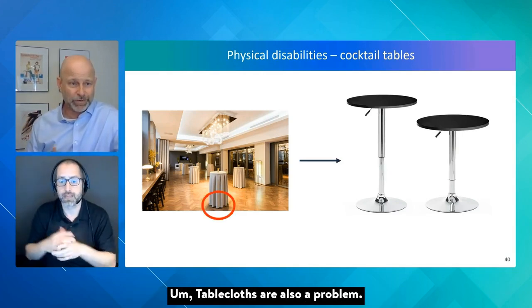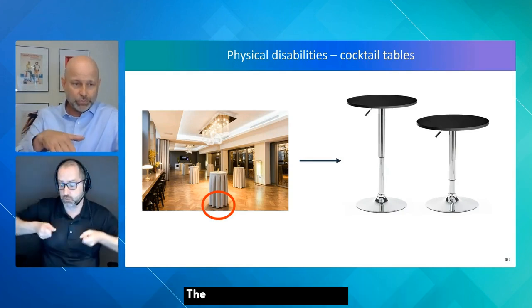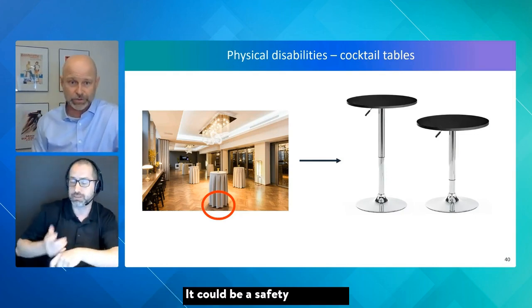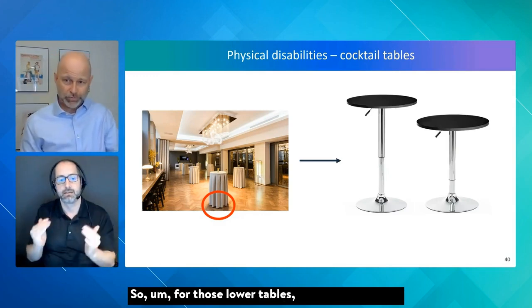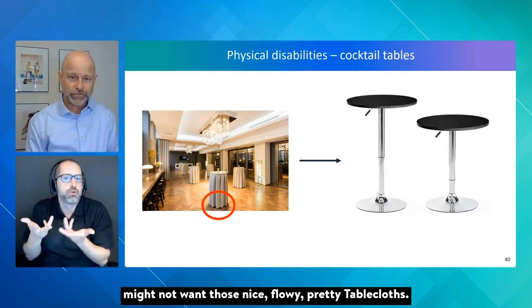Tablecloths are also a problem. Imagine somebody in a wheelchair rolls by or goes to roll up to one of these. The wheel hits the tablecloth, it pulls them, suddenly they're wearing their drink. Not good. It could be a safety issue also. So for those lower tables, remember that you might not want those nice, flowy, pretty tablecloths.